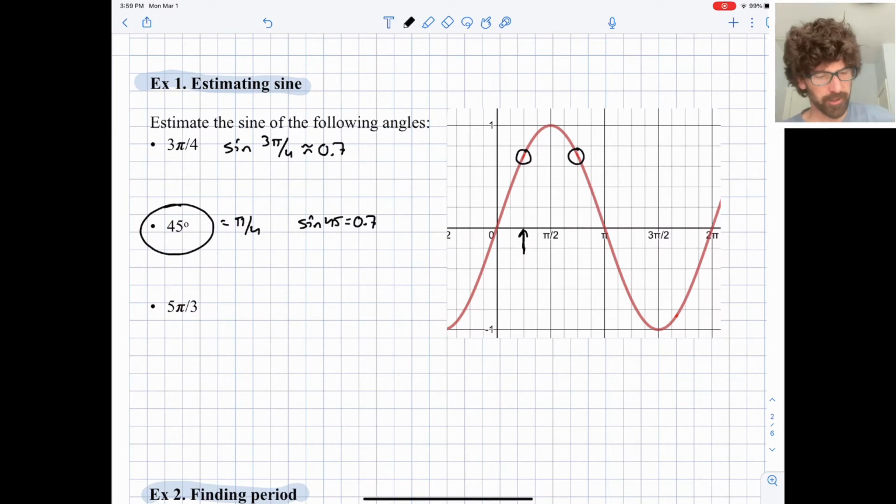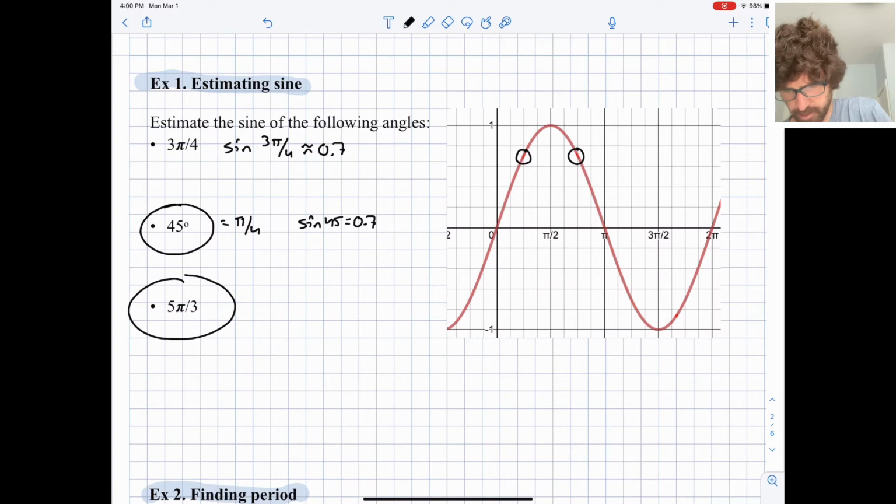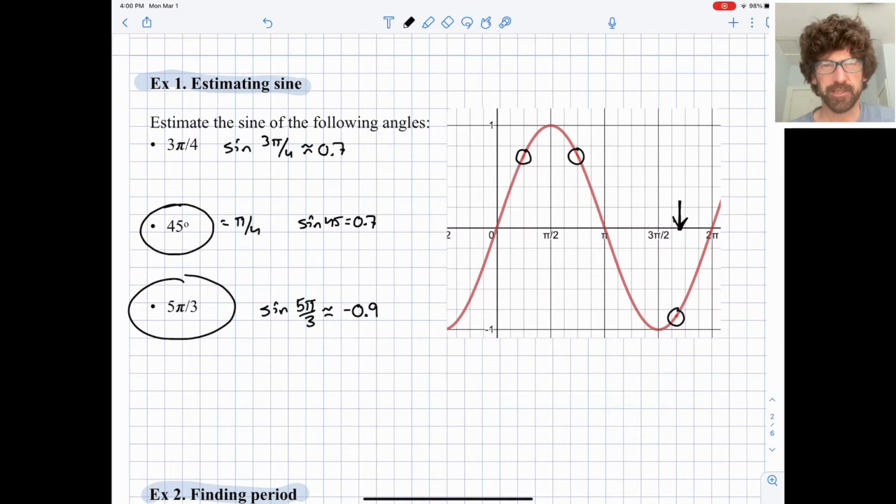And lastly, we can try to estimate the sine of 5 pi over 3. That's 5/3 pi. That looks like it would be roughly this point on the x-axis. So we're looking to find the y-coordinate of that circled point down there. So it looks to me like the sine of 5 pi over 3 is roughly negative 0.9 perhaps. It's actually negative 0.87, but reading it off the graph looks like roughly negative 0.9, so close to negative 1.